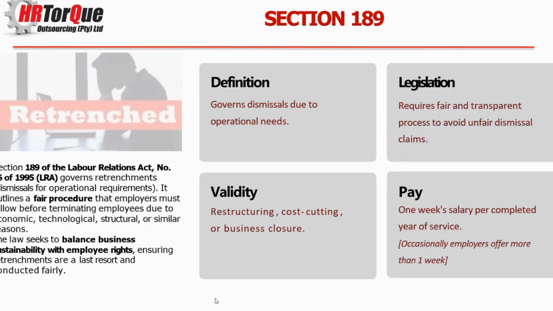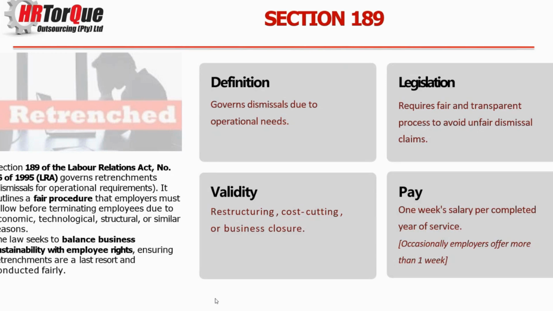Section 189 requires that any retrenchment process be conducted in a manner that is both procedurally and substantively fair. Procedural fairness refers to the requirement that employers must follow a structured and transparent consultation process. Substantive fairness, on the other hand, means that the reasons for retrenchment must be valid and based on genuine operational needs. Now, when we talk about operational requirements, remember it's economic challenges, technological changes, restructuring, or closure of a business or department.